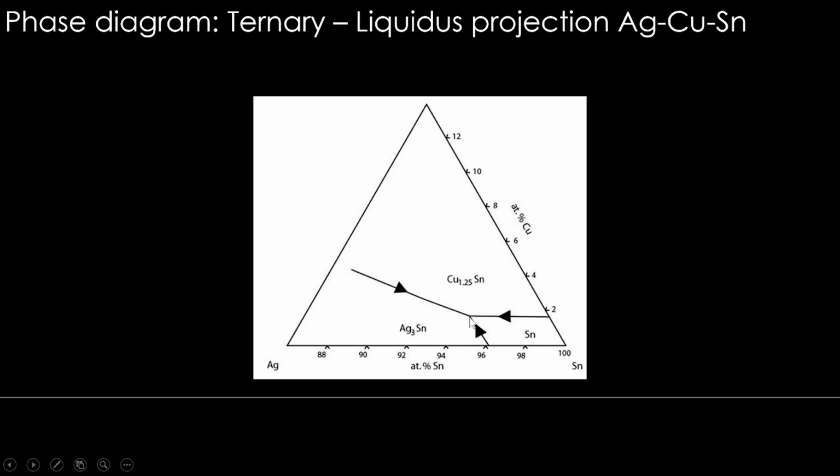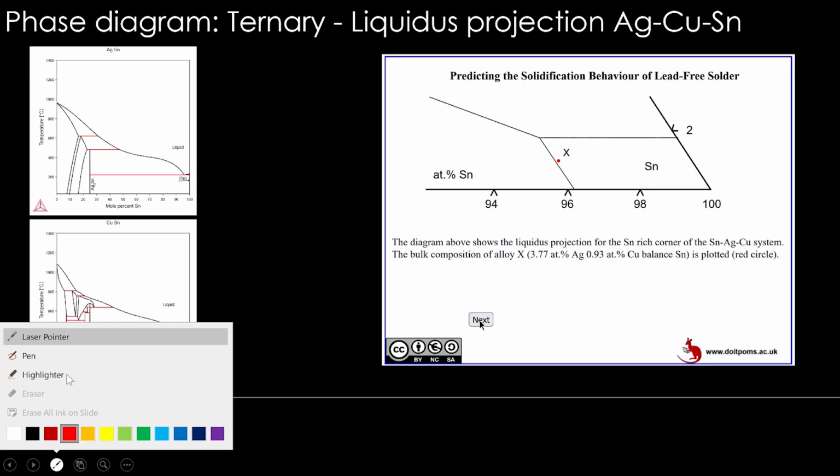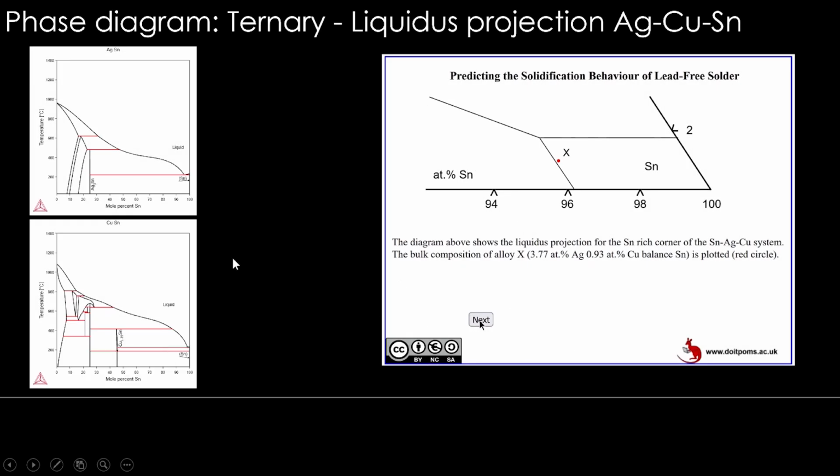Okay. So how is this liquidus projection useful? If we take one overall composition here, let's say a tin rich composition, that's how the solder composition will be, and see what happens in that. Okay, let's try that. Two binaries are given here, silver tin and copper tin, just for you to refer what kind of eutectic reaction is there in this. And here we are having this point X, which is the overall composition.